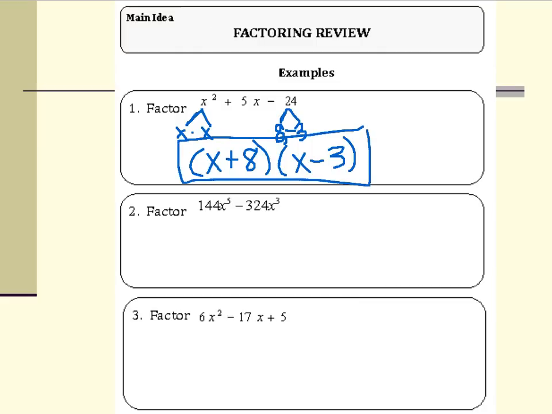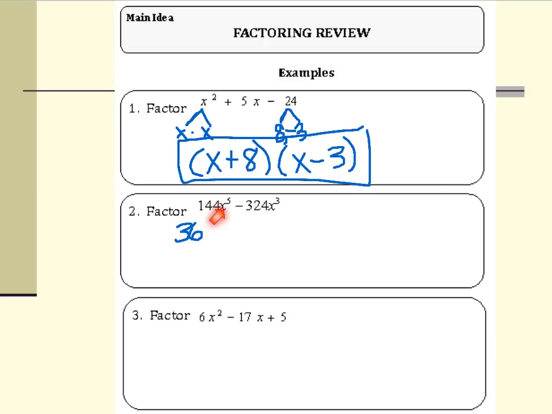Number 2, factor. Well, we've got to look. First of all, these are both even, so that's a key right there that you're going to have a number that goes into them. So what you really have to do is just practice and see what can you divide into both 144 and 324. And if you do that, you'll find that 36 goes into both of them. So we're going to take out a 36.